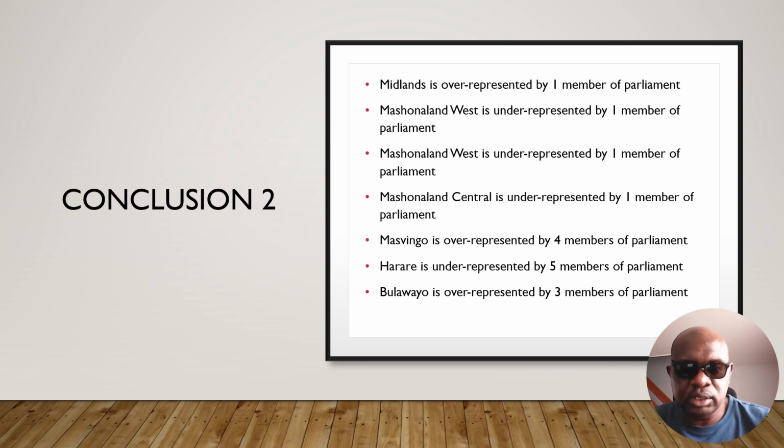Mashonaland West is underrepresented by 1 member of parliament. Mashonaland Central is underrepresented by 1 member of parliament. Masvingo is overrepresented by 4 members of parliament. Harare is underrepresented by 5 members of parliament. Bulawayo is overrepresented by 3 members of parliament.